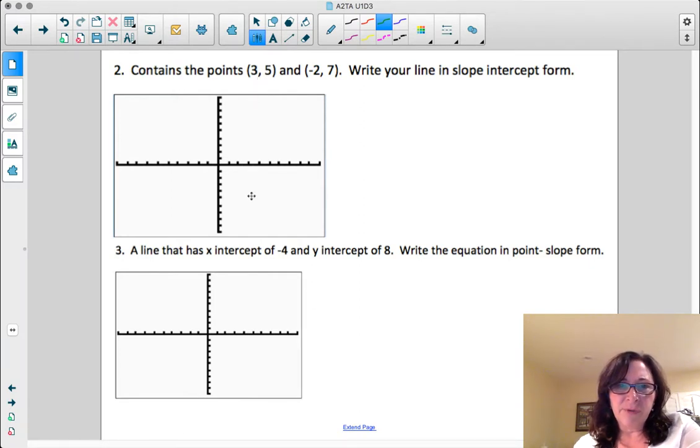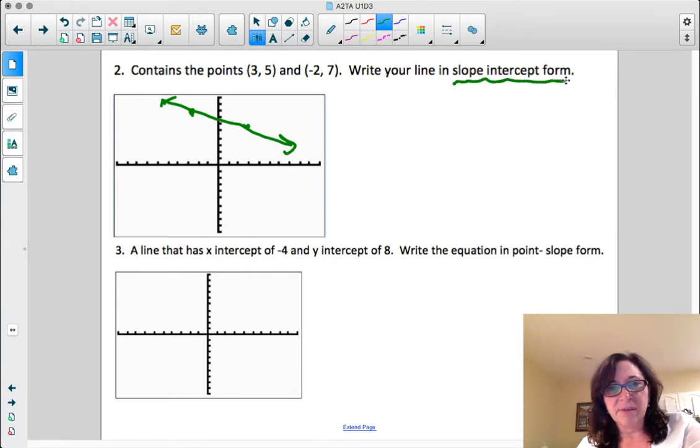So we have 3, 5, which is right around here. And we have negative 2, 7, which is right around here. So we want to find the equation of this line that goes through both of those points. And then they want us to write the equation in slope-intercept form.